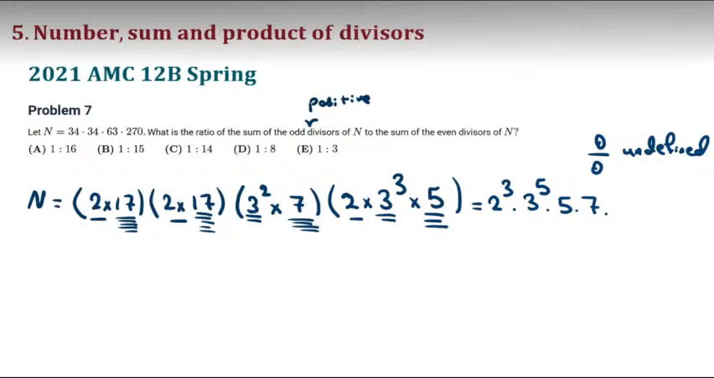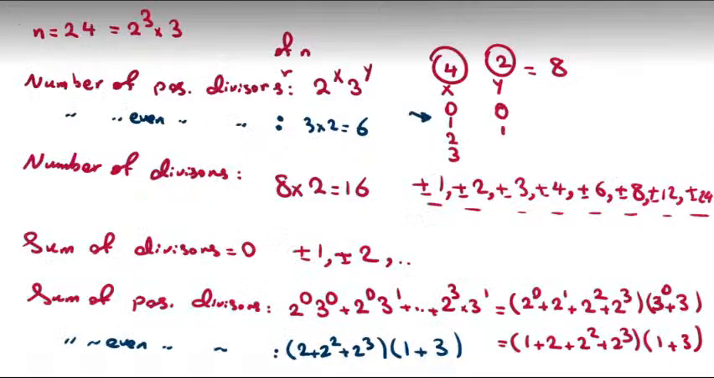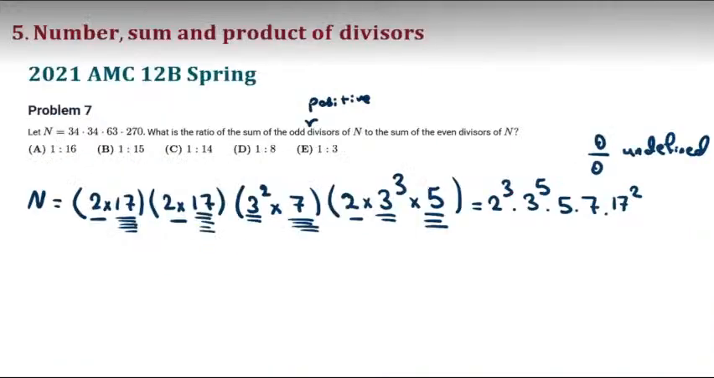Here we have 17 squared. So now I told you the sum of positive divisors was what? Here you should use this formula. In general, it is this. So if I use it here, and it says sum of odd divisors.